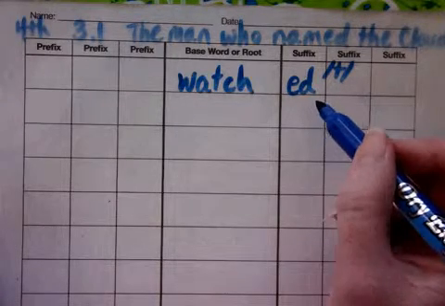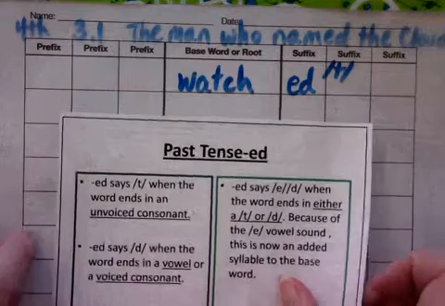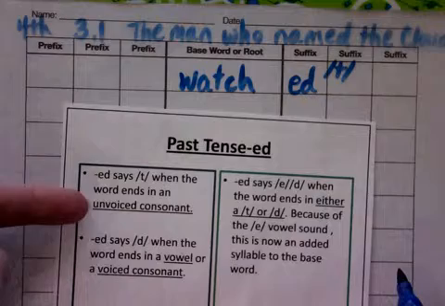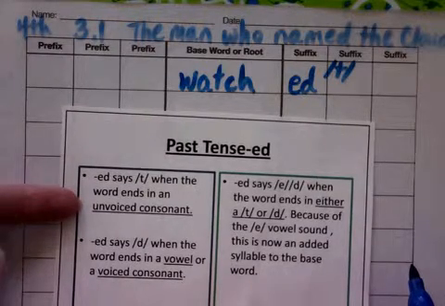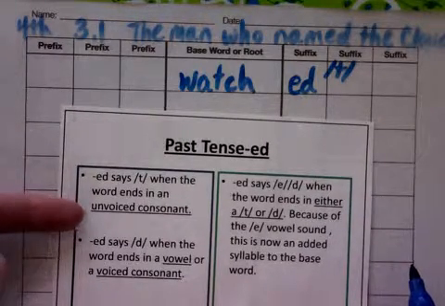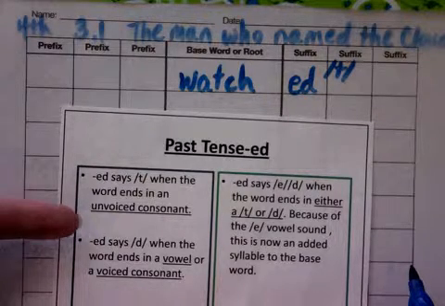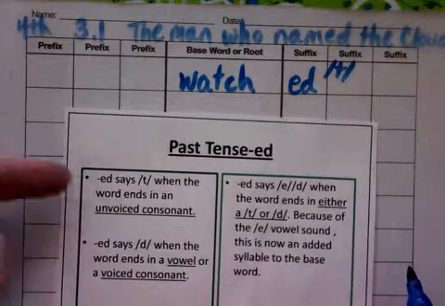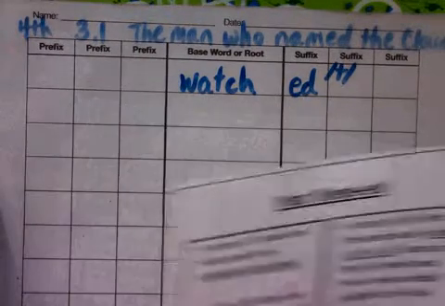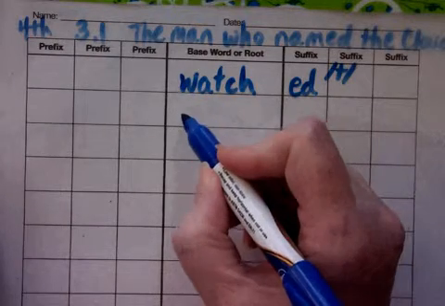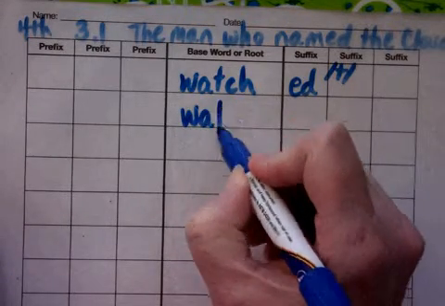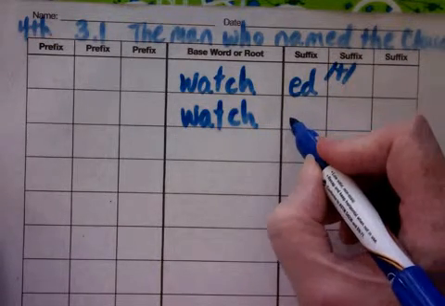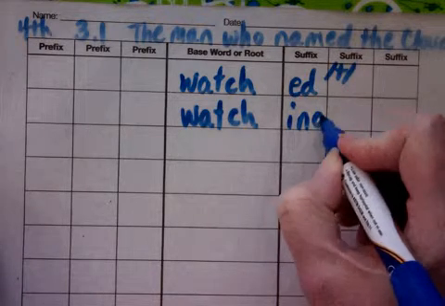And the reason why it says the t is because the past tense ed, right here, ed says t when the word ends in an unvoiced consonant. Ch is an unvoiced consonant, so the ed is going to say the t sound. The next word is watching. Watching. So our base word is watch. And our suffix ending is ing, I-N-G, ing.